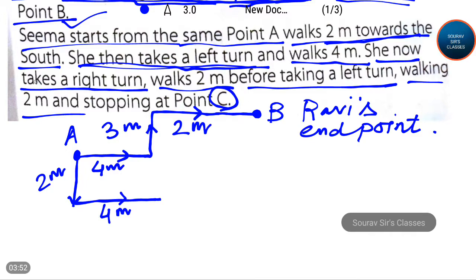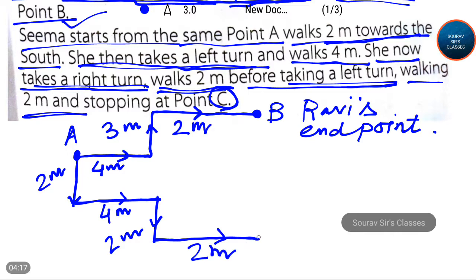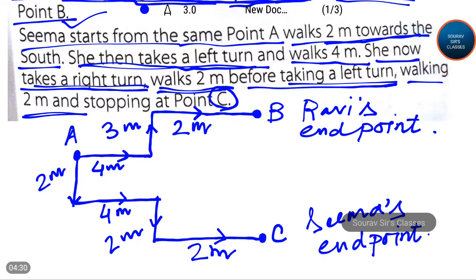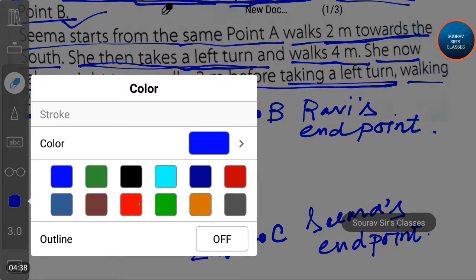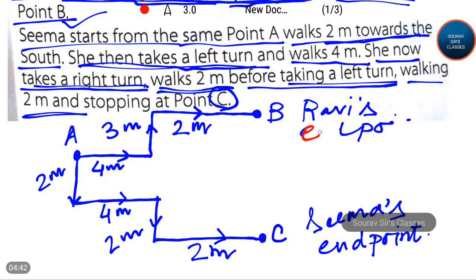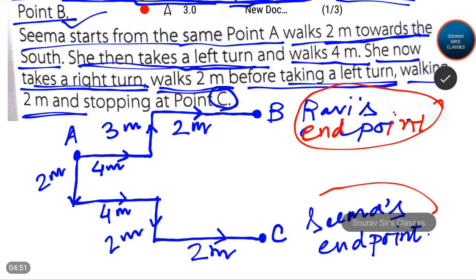Then she takes a right turn and walks 2 meters. So from this point, she took a right turn in this direction. That is 2 meters, and before stopping she takes a left turn, walking 2 meters and stopping at point C. So she took a left turn and walked for 2 meters, and this point is point C, Seema's end point. We have prepared the movement diagram of both Ravi and Seema. So this is Ravi's movement direction and this is Seema's movement direction.